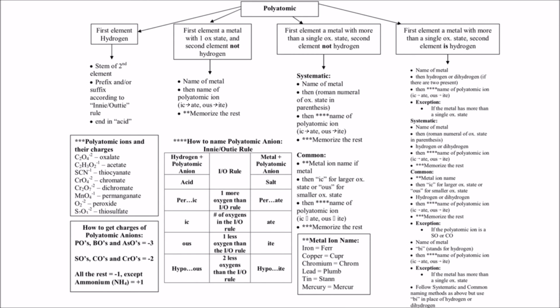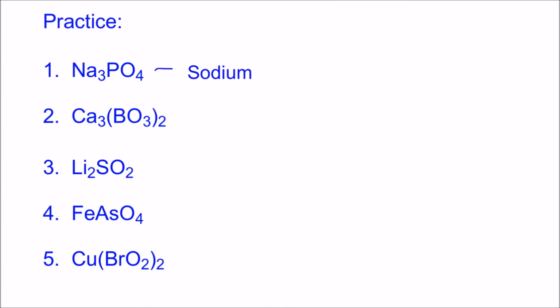The any-outy rule says if it has the number of oxygens that it's supposed to, then we end with ate, since we're talking about a salt. So we're going to say the stem of the nonmetal. Since we're back to a salt, the stem for phosphorus is phosph. And then, like the any-outy rule tells us, we end it with ate. Okay? So let's take a look at the second question here.